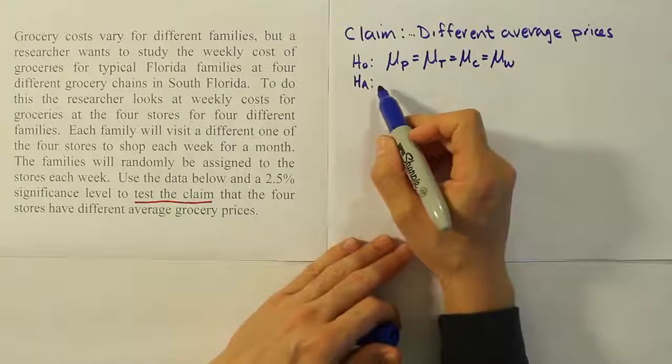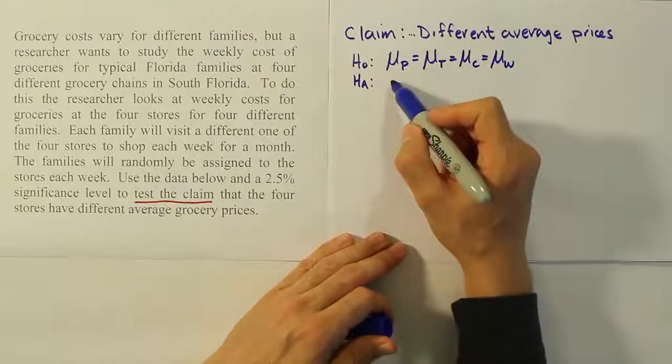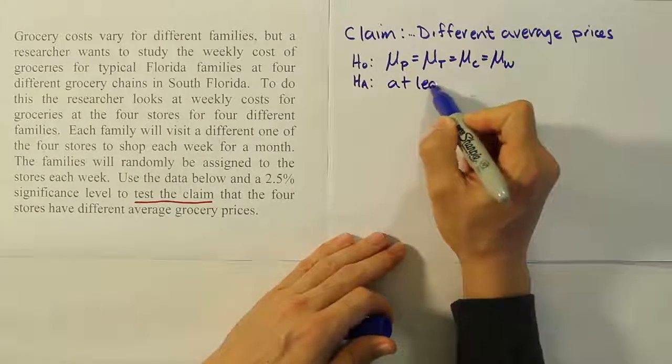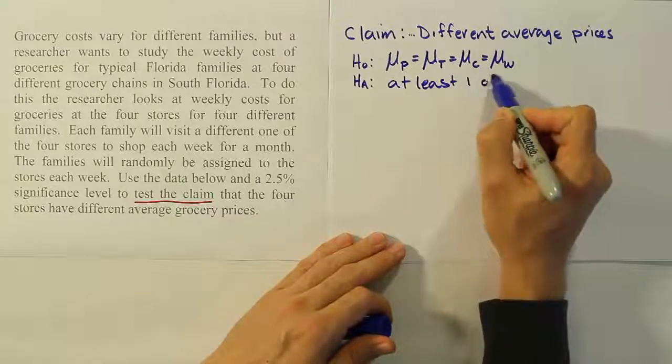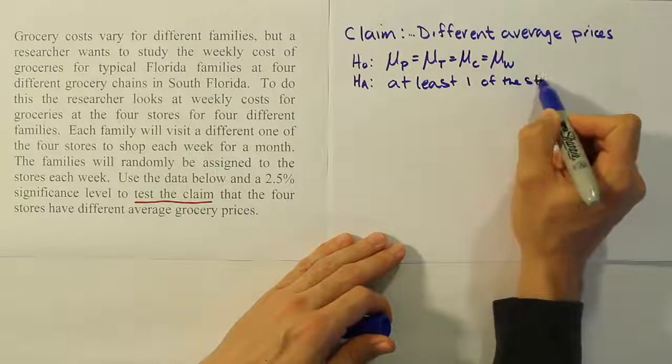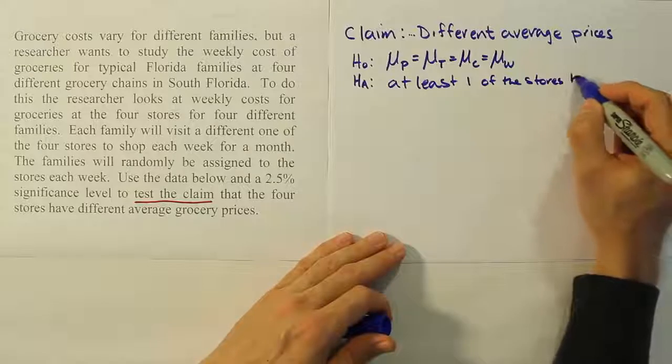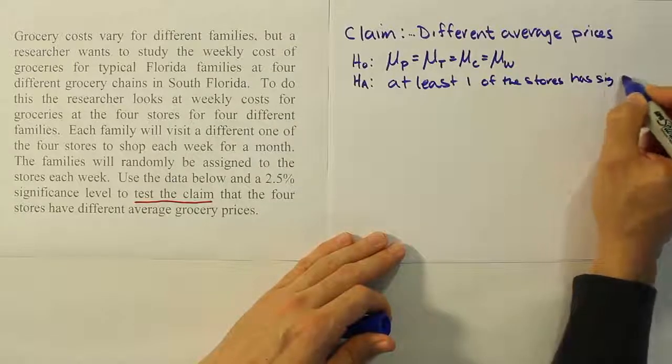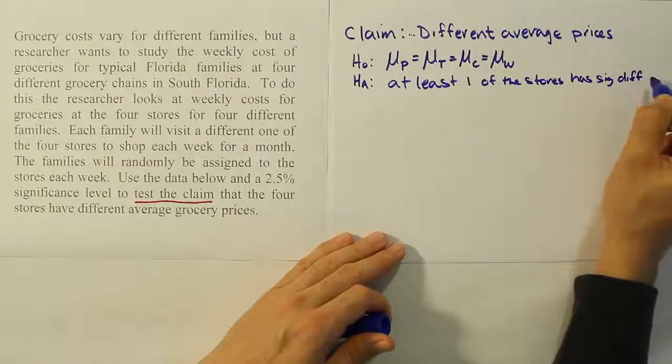All right, and then for HA, we're going to have a scenario where we say that at least one of these stores has significantly different prices.